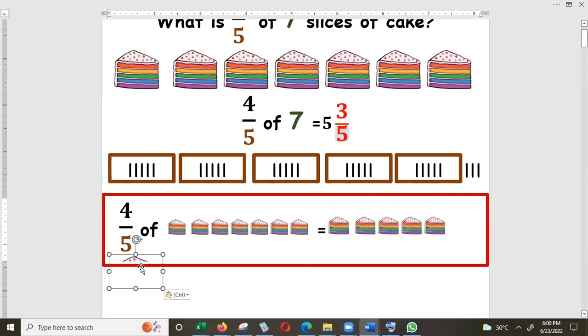And that is the amount of cake you're supposed to give that person: 5 whole slices and a fraction which is 3/5 of a whole. So that's the correct amount of cake you're supposed to give that person. 5, 1, 2, 3, 4, 5, and 3/5. So therefore 4/5 of 7 is equal to 5 and 3/5.